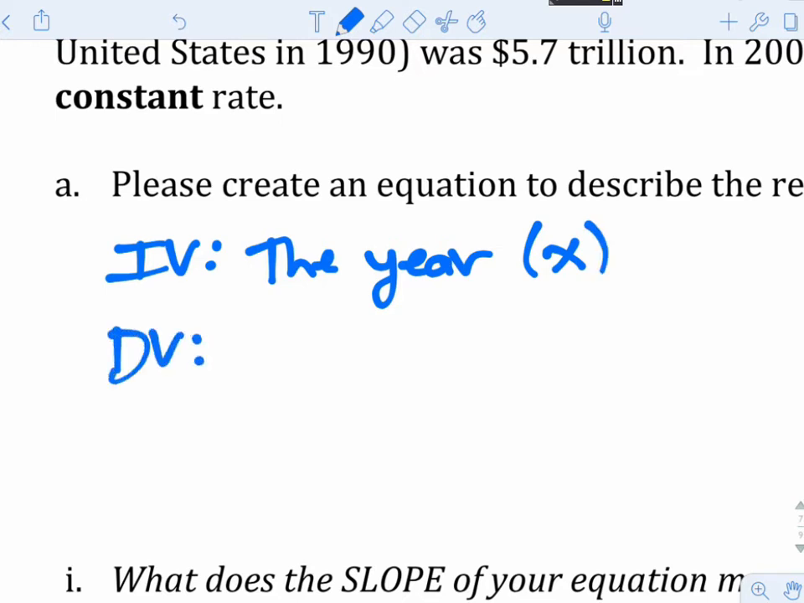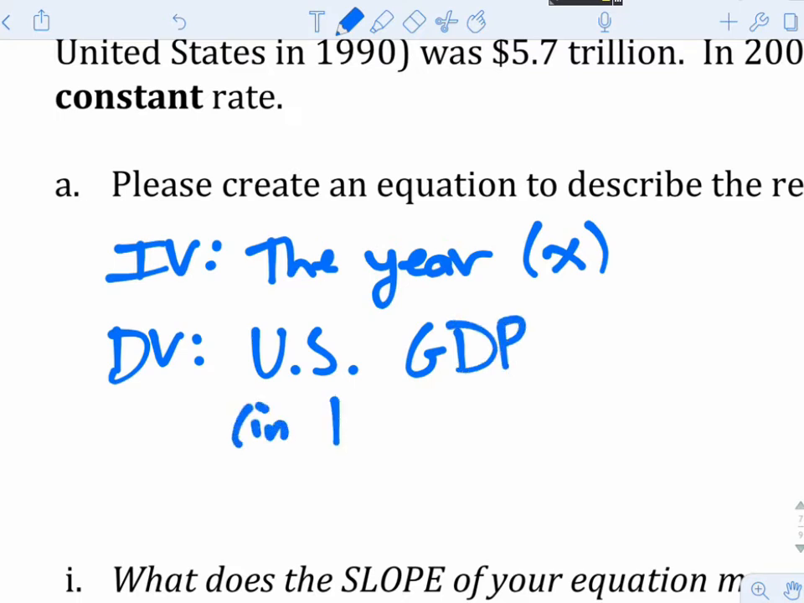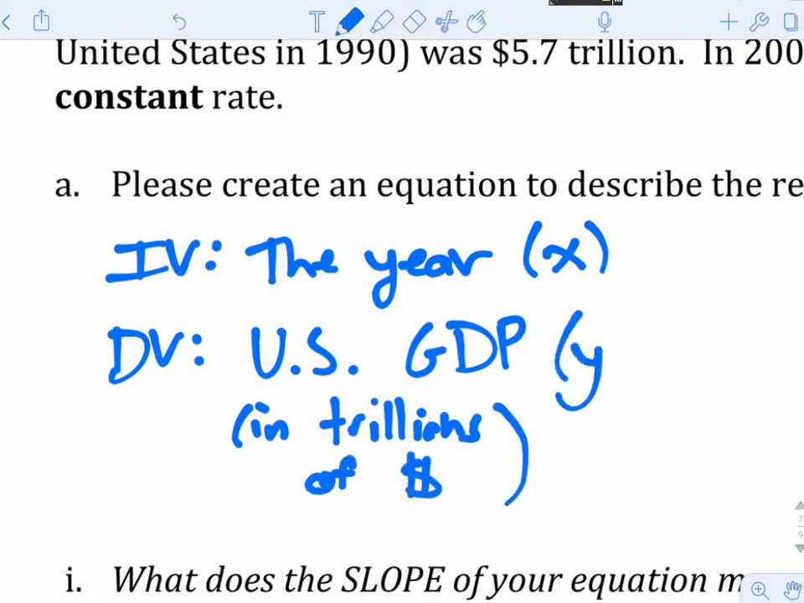And the dependent variable will be the United States GDP, and I'm going to say in trillions of dollars. God, trillions of dollars. How nice would that be? Okay, awesome.